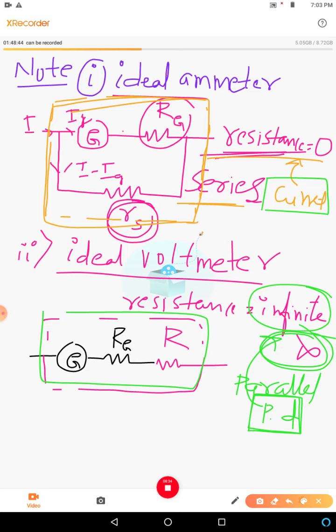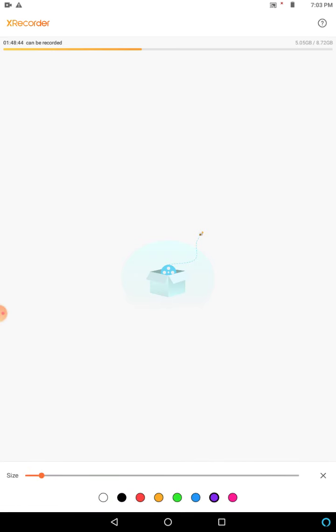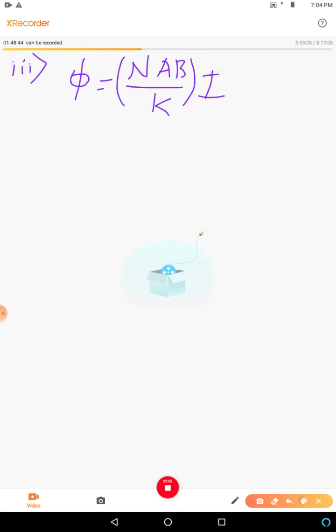Also we have derived another important equation, the angular deflection of a moving coil galvanometer, that is phi. This is the third point, so now I am going to make the third note. What was the equation? The angular deflection phi is equal to NAB by K into I. This is the equation that you know.